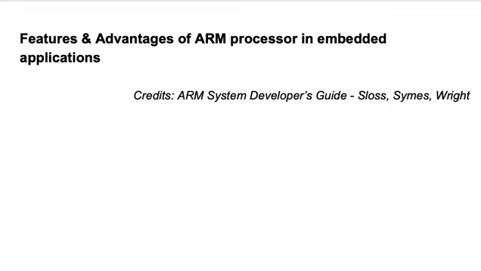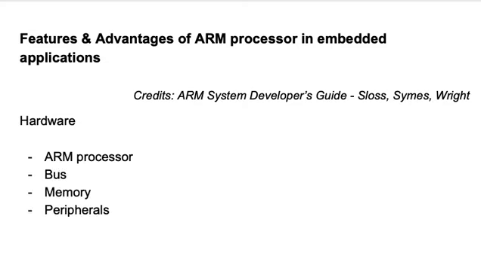This video discusses the features and advantages of the ARM processor in embedded applications. All information is from the ARM System Developer's Guide by Sloss, Symes and Wright. In this video, the focus will be on the hardware features and how the ARM processor, the bus, memory, and peripherals interact with each other in an embedded application.